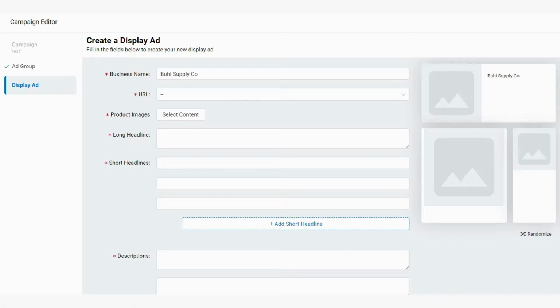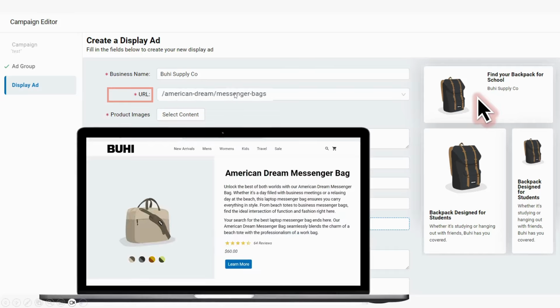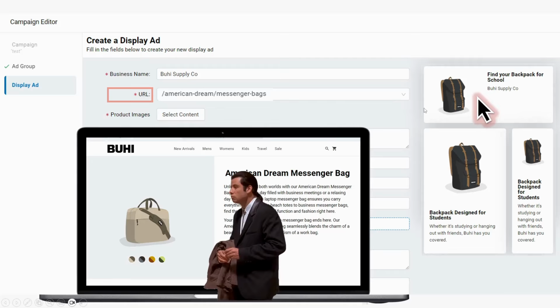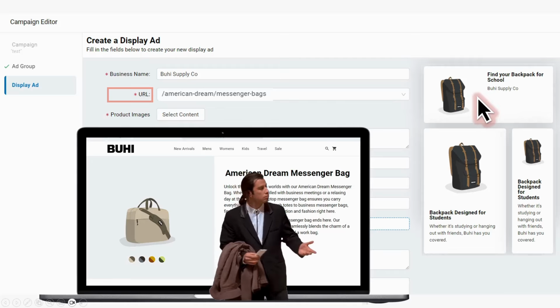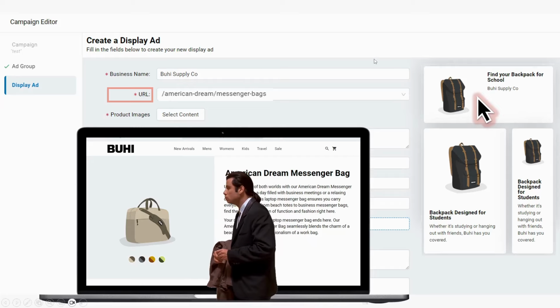So let's look at these options together, starting with our URL. This is where the user ends up when they click on your display ad. So let's assume this was your display ad. This is not necessarily a good display ad, it's just a display ad, right? And a user clicks on it. If they click on it, then they're going to land on a landing page. And if we selected a landing page that was not relevant, such as for messenger bags, doesn't really match the backpack one, right? Then our customer is not going to be happy because they won't know why they landed on this irrelevant page. So make sure you select the correct URL based on what you're promoting.